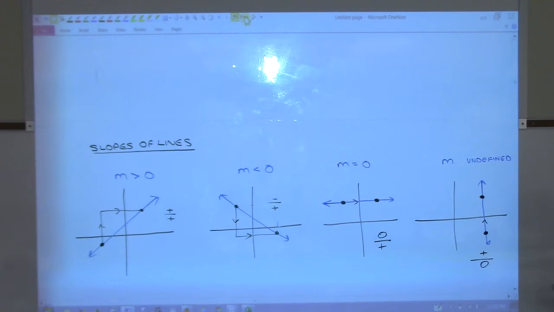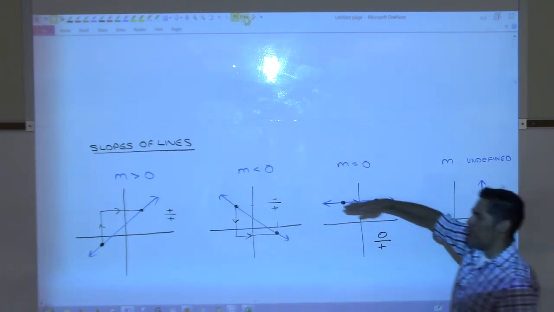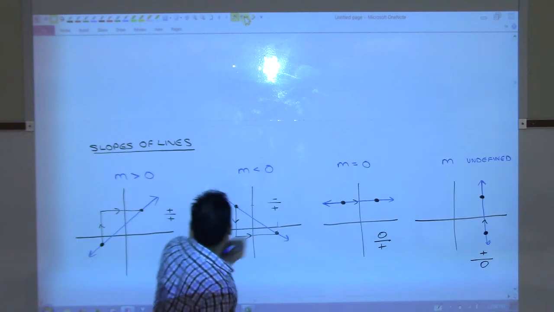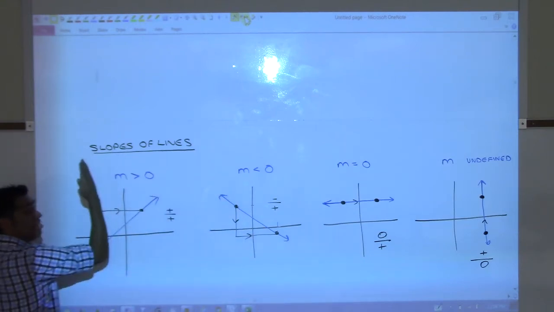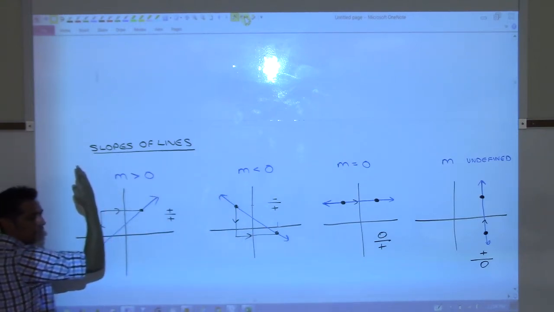It's undefined. 0 slope, horizontal. Negative slope, you're pitched down. Positive slope, you're pitched up. Straight up, undefined.